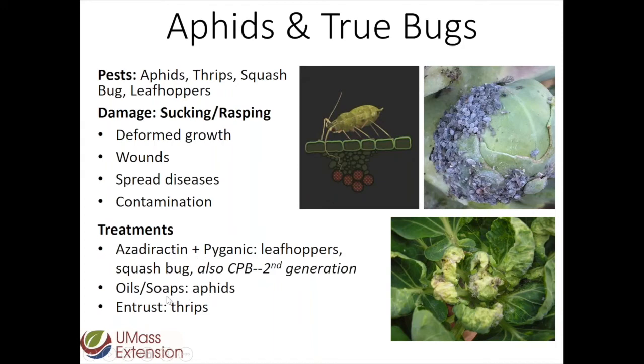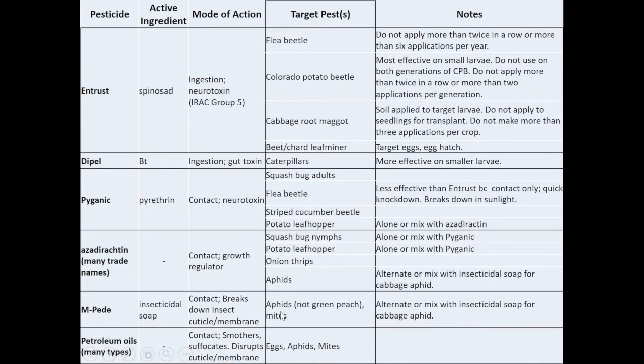For aphids, we recommend maybe also this Azadirachtin or Pyganic, but also the oils and soaps are good. And for thrips, we usually recommend Entrust. And here they kind of are all next to each other. Whoa, this looks crazy. Complicated table.